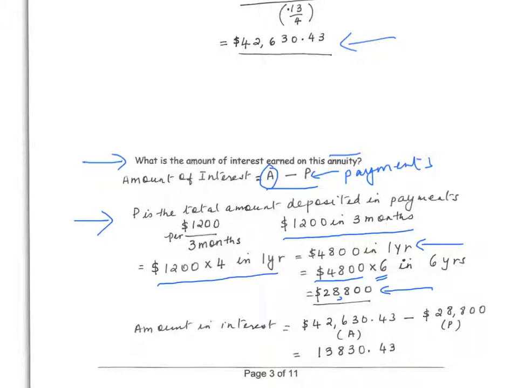So now we're ready to calculate the total amount of interest. Interest is the accumulated amount, which we calculated in the previous part of the problem, minus the amount of money that we put into the account in the form of payments for 6 years. The difference between these two gives us the amount that we earned in interest, which is $13,830.43.